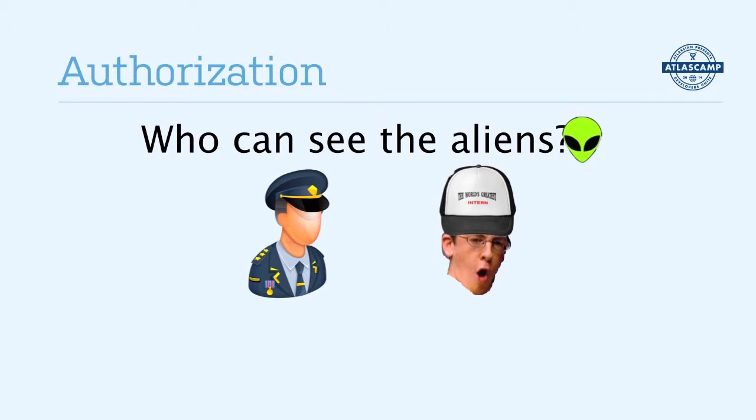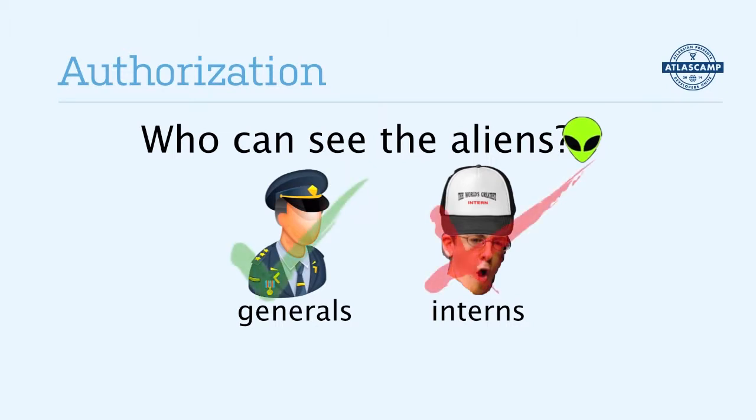Well, one way of doing this is to divide them into two groups, statically, generals and interns. And then generals are allowed to see the aliens, interns aren't. This is very easy to do because you can tell which one is which. It's a very fast decision to make, and it's very easy to explain to people. Our implementation of this in Connect are the scopes. So read, write, delete, project admin or space admin, and admin.